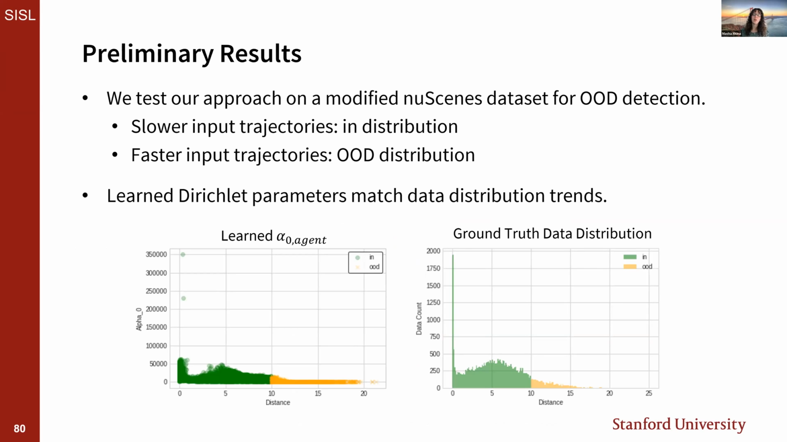The learned Dirichlet parameters should serve as pseudo-counts for the data. Although the scales are different in these 2 plots, we see that the Dirichlet parameters alpha 0 for the agent shown on the left reflect the trends in the ground truth data distribution shown on the right across the trajectory length, where a higher length is faster input trajectory.